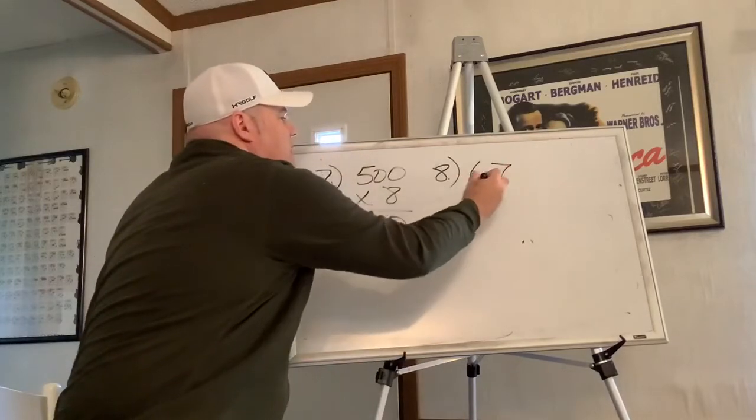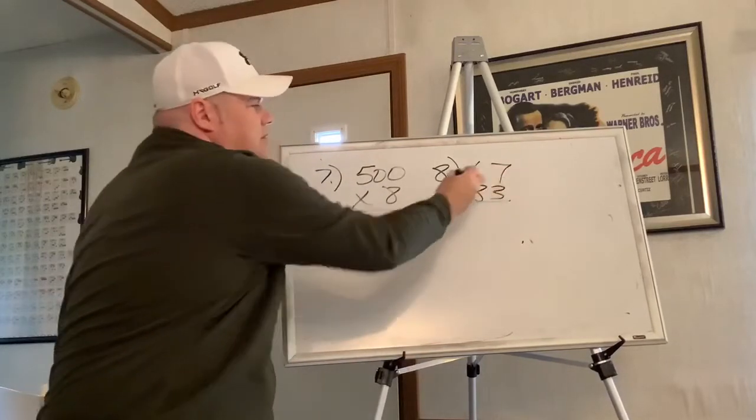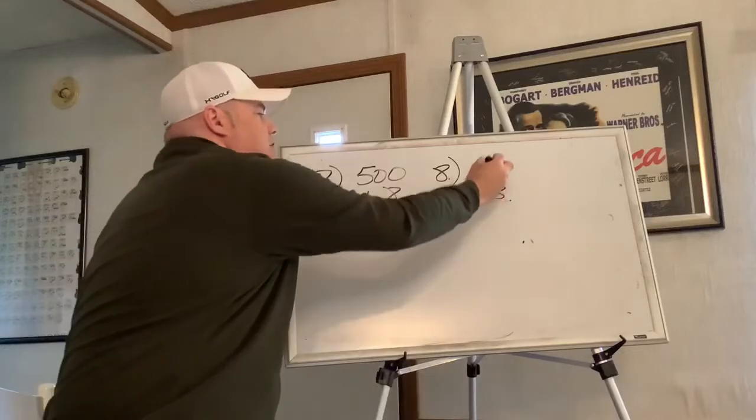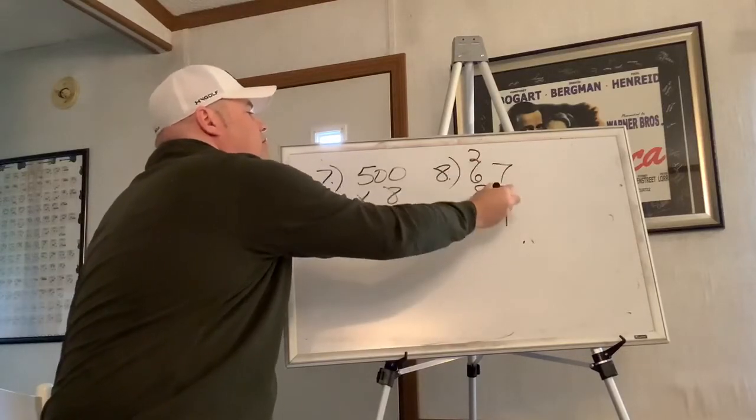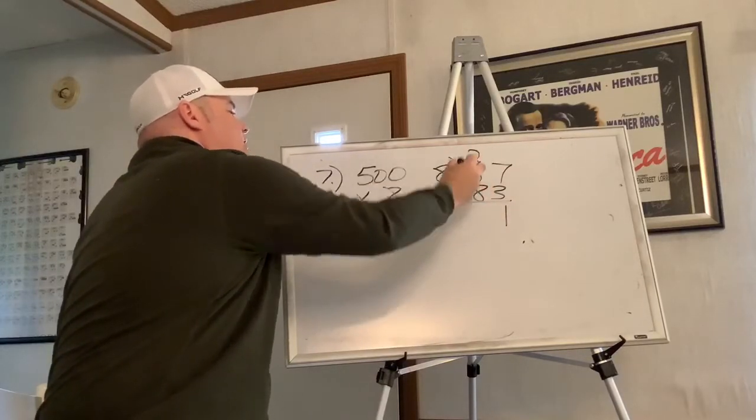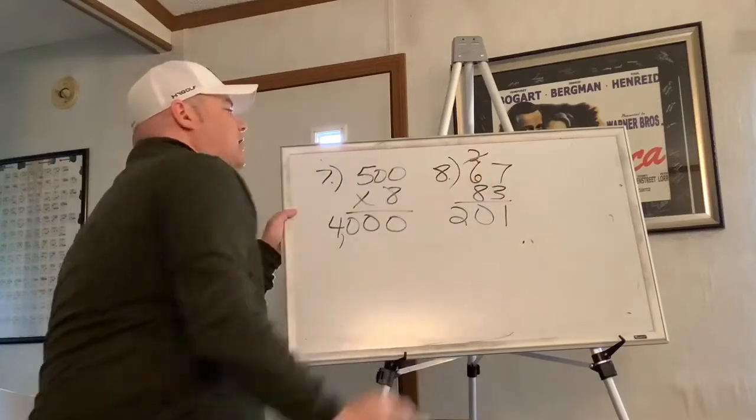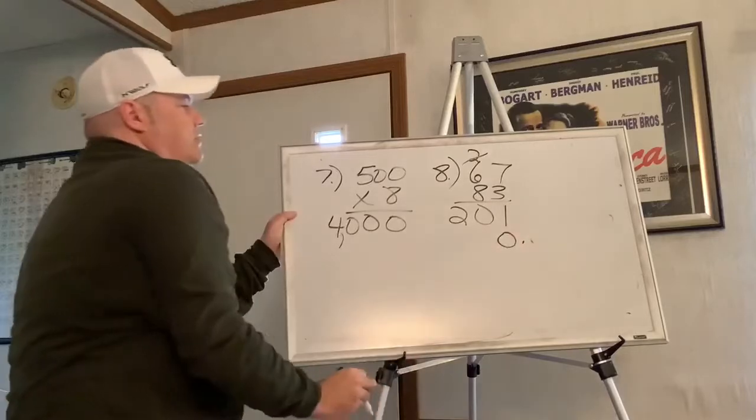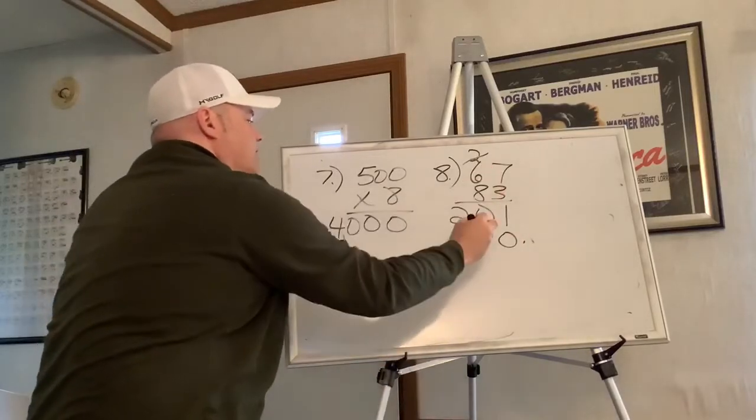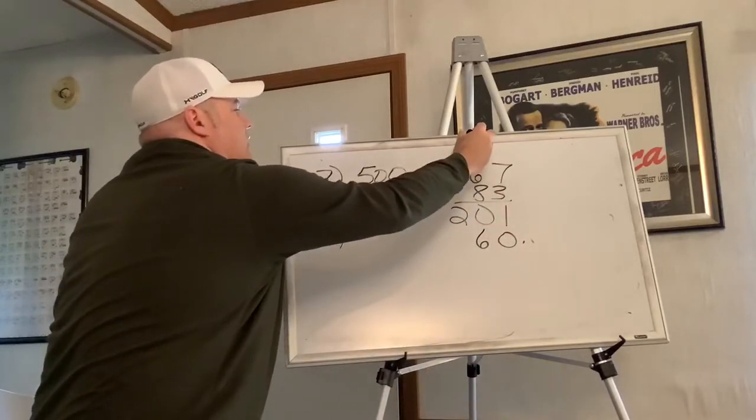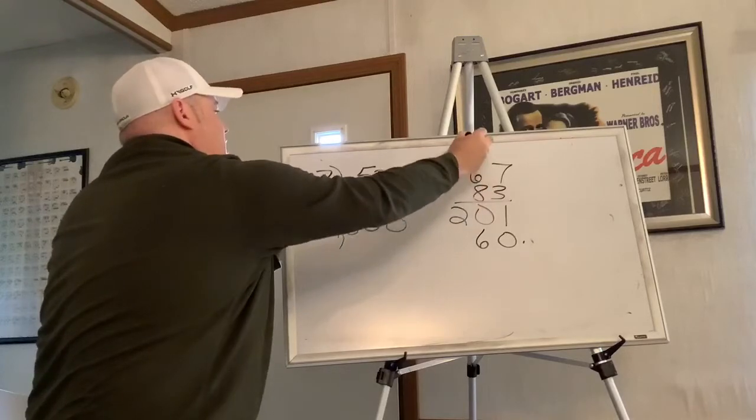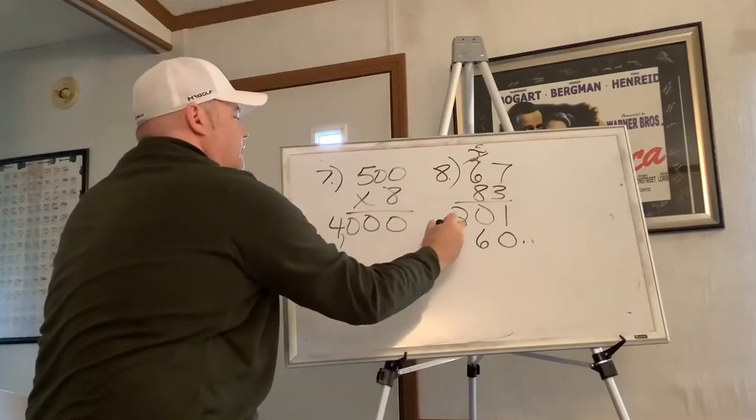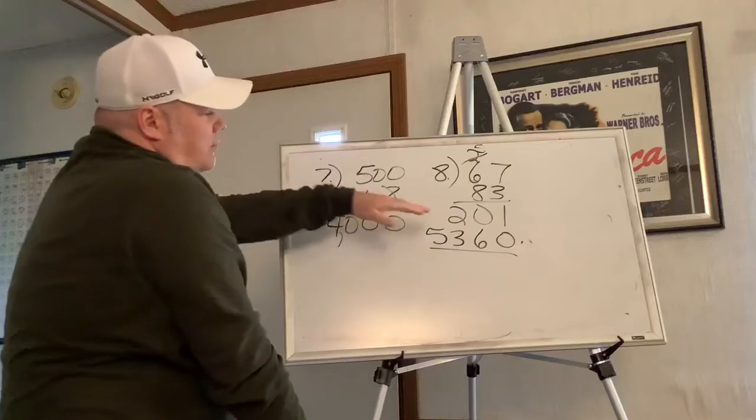67 times 83. So now we got a 2-digit on the bottom. So 3 times 7 is 21. Carry the 2. 3 times 6 is 18. Plus 2 is 20. Cross that out because you're done with that. And then remember, on the next row, you need to put a 0. 8 times 7 is 56. Carry the 5. 8 times 6 is 48. Plus 5 is 53.